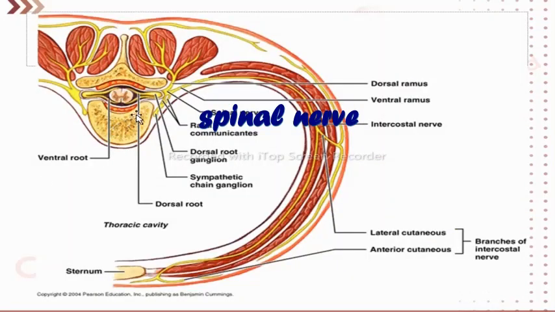It is a transverse section at the level of the thorax, with the sternum anteriorly and posteriorly the vertebra, the body of the vertebra. Here we can see the spinal cord. It has a ventral root, a dorsal root, and these two are united and give the ventral ramus and dorsal ramus.